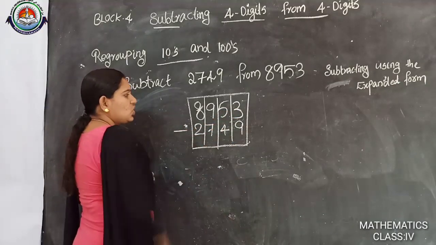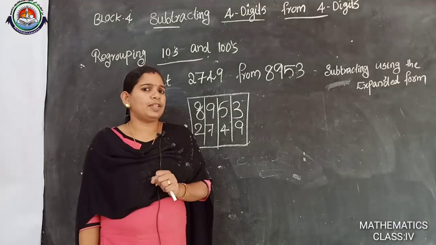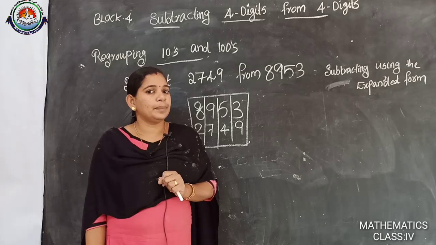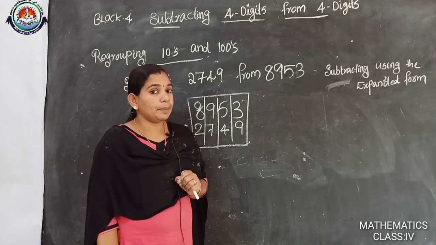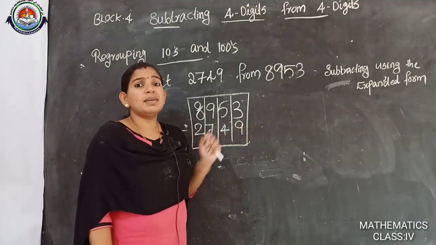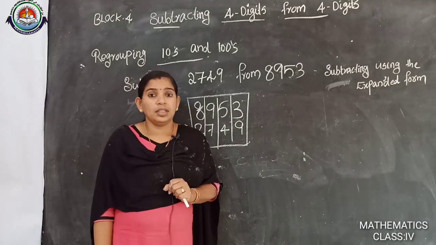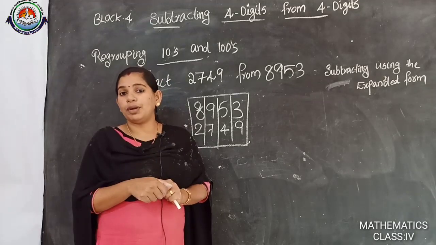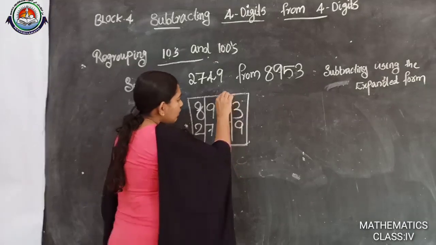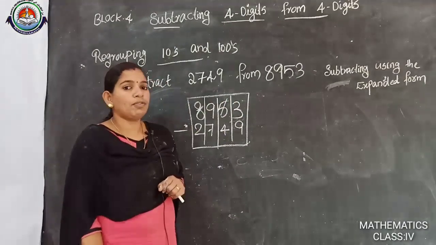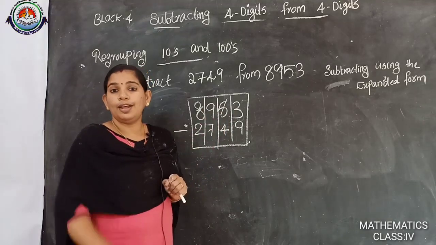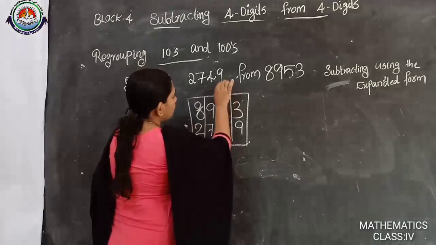Then 3 minus 9. What is the value of 3 minus 9? Is it possible? No, because the first number is smaller than the second. Then what do we do? We borrow, taking 1 from the tens place. Here 5 is already there, so we take 1 and what remains is 4. So we write 4 here.